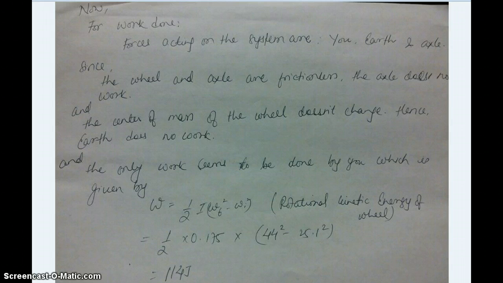So W, that is work done, is equal to half times inertia times omega final squared minus omega initial squared, and then we have already calculated the total inertia of the wheel, that is 0.175, and then we have the omega final in terms of radians per second, that is 44, minus the omega initial, that is 25.1 radians per second, and solving that we get the value 114 joules.